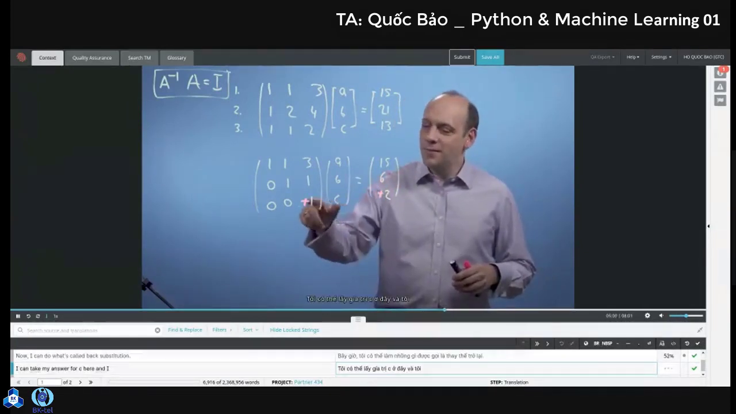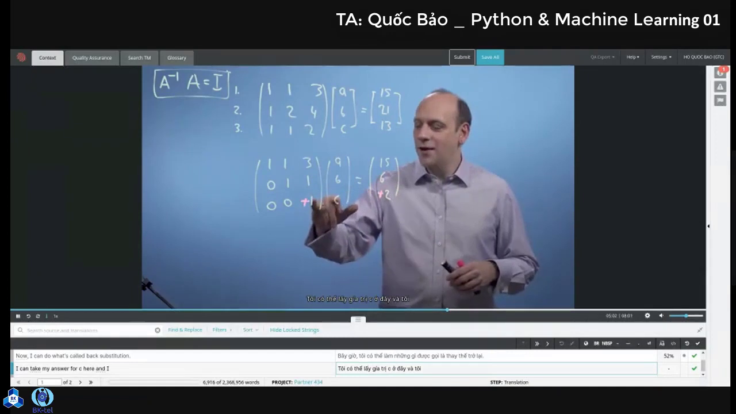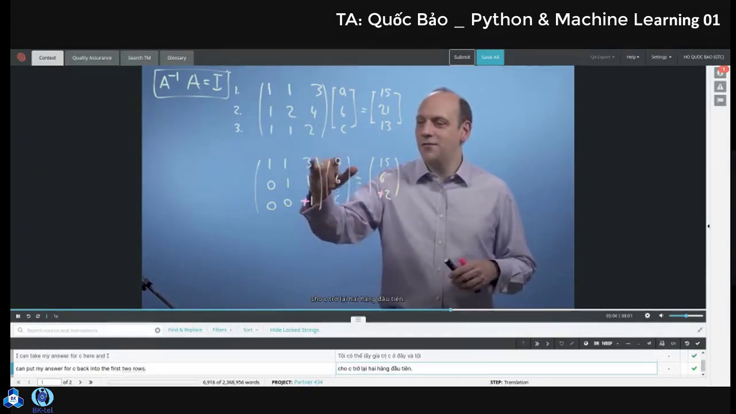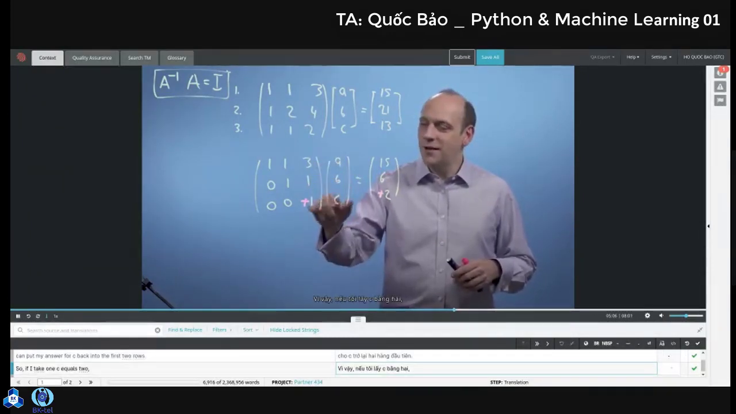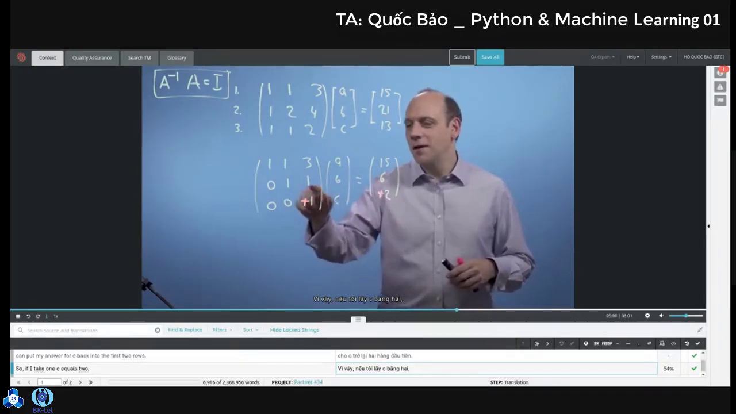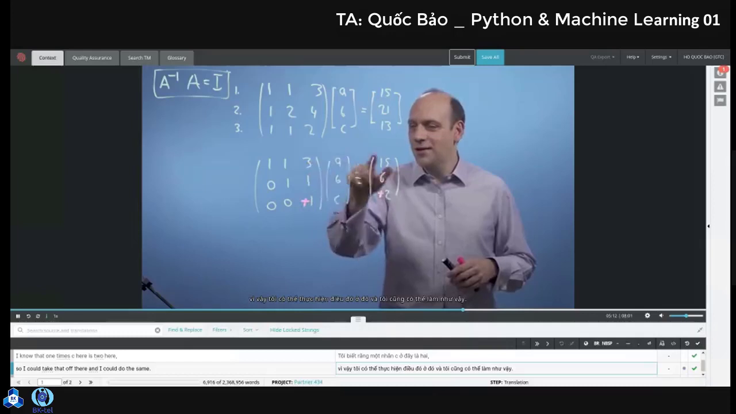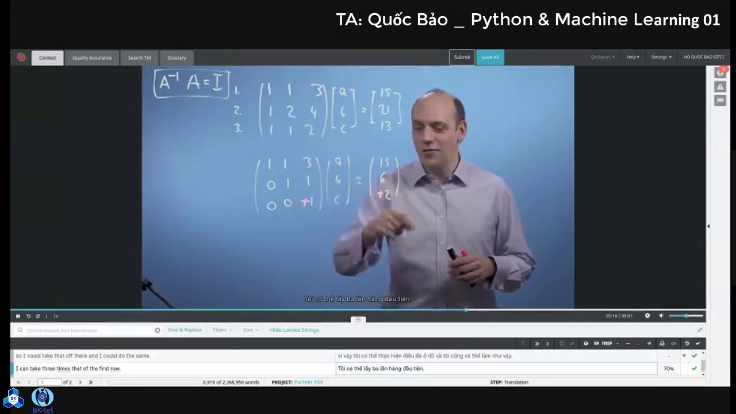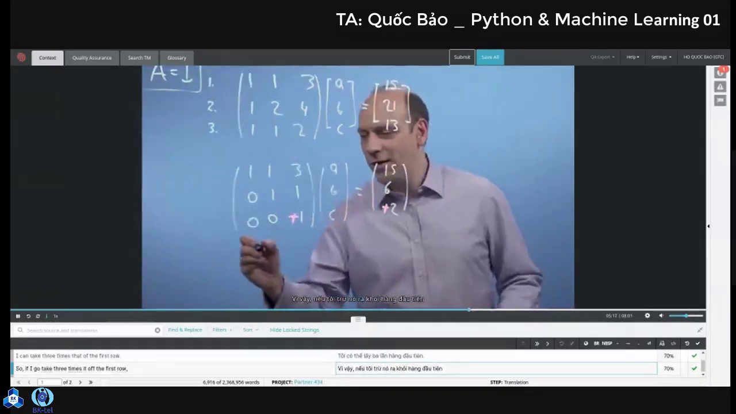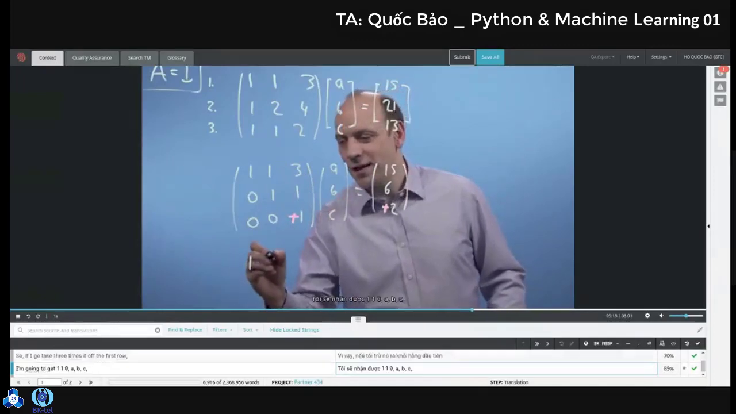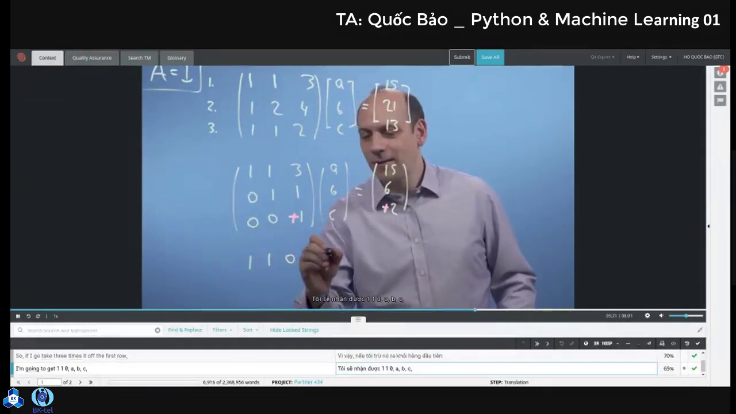I can take my answer for C here, and I can put my answer for C back into the first 2 rows. So if I take 1C equals 2, I know that 1 times C here is 2 here, so I can take that off there. And I can do the same, I can take 3 times that off of the first row. So if I take 3 times it off the first row, I'm going to get 1, 1, 0, A, B, C.